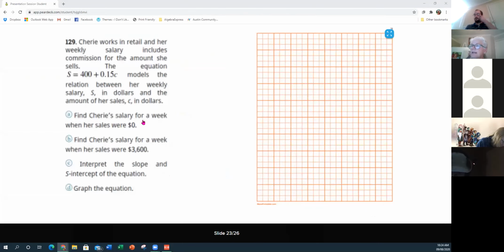Okay, so this one says, Cheryl works in retail and her weekly sales include commission for the amount she sells. The equation S equals 400 plus 0.015 C models the relation between her weekly salary in dollars and the amount of her sales, C, in dollars. So it says find Sherry's salary for a week when her sales were $0. How much did she make if she didn't sell anything?